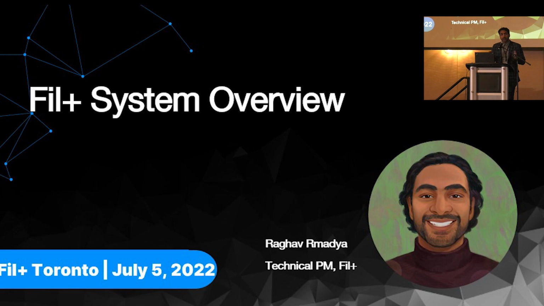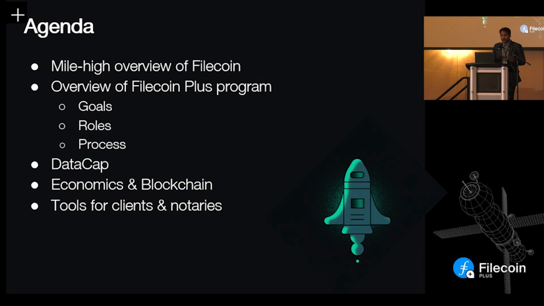we just want to give a systems overview of what Filecoin Plus is, and then discuss some of the improvements and focus areas that we are working on. The agenda for today is a mile-high overview of the Filecoin network, overview of the program, which includes the goals, roles, and processes, diving a bit into what data cap is, talking about, again, on a higher level, the economics and blockchain, and why we use a blockchain in this process, and then talking a bit about the tools for clients and notaries. Some of these terms will become clear as we go through the presentation.